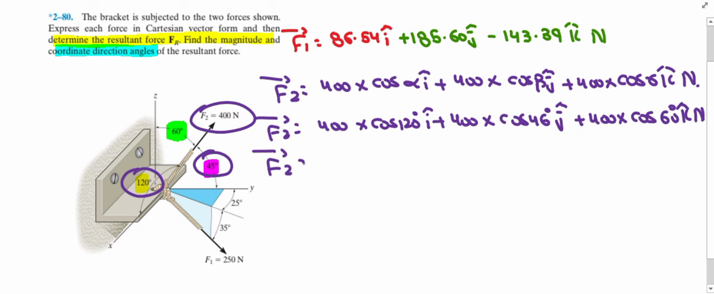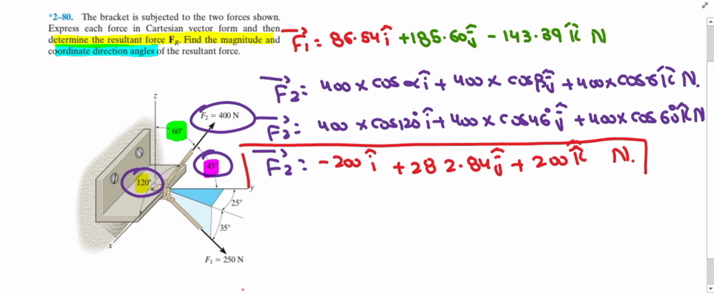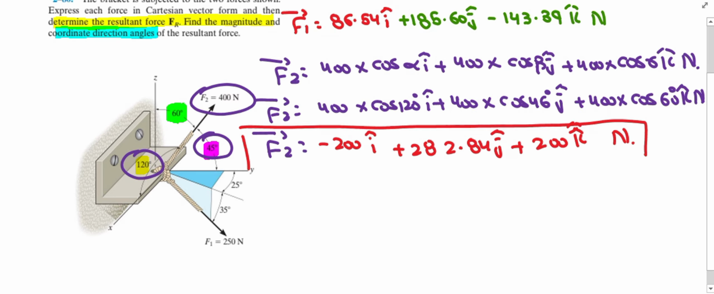So F2, which is 400 cos of 120 degrees, gives minus 200 i cap with positive 282.84 j cap, and lastly positive 200 k cap Newton. This is the Cartesian form of F2. Now, for the value of the resultant vector, we are going to add F1 and F2. So Fr is equal to F1 plus F2.